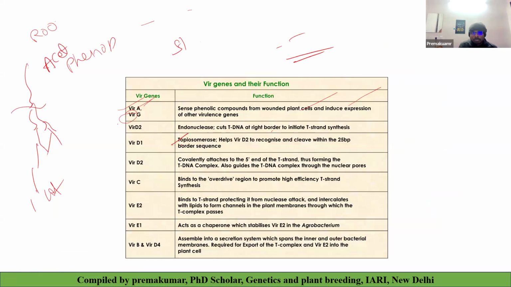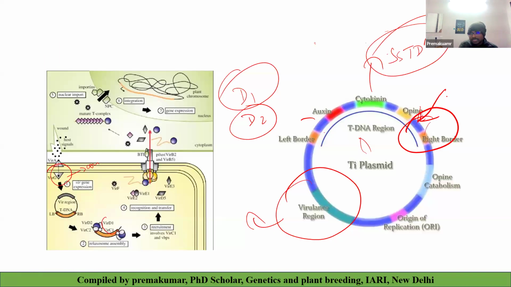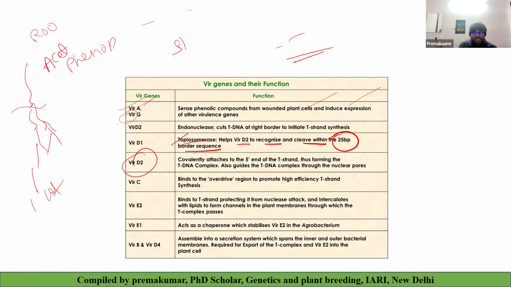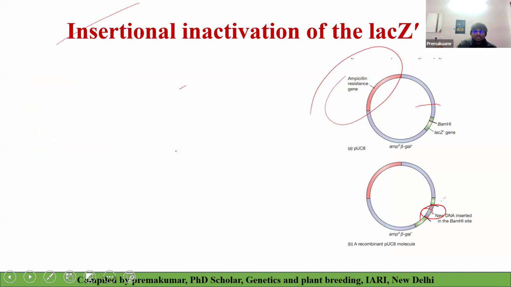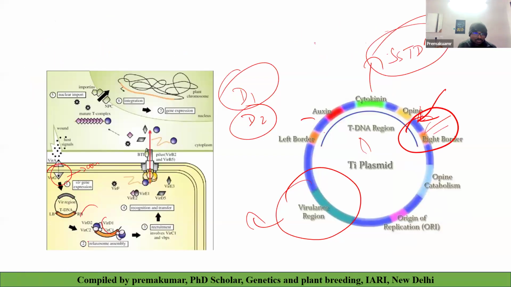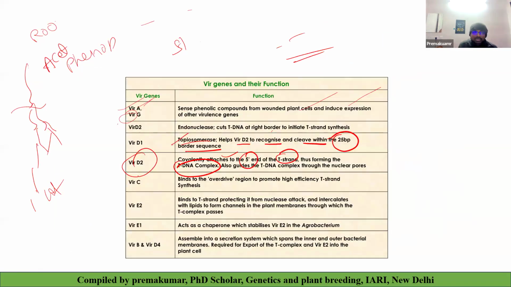VirD1 is a topoisomerase which helps VirD2 to recognize and cleave the 25 base pair border sequence, and especially it happens at the right border. Then VirD2 attaches to the 5' end of the T-strand, forming the T-DNA complex. This is called the T-DNA complex. Then another Vir protein comes, VirC.